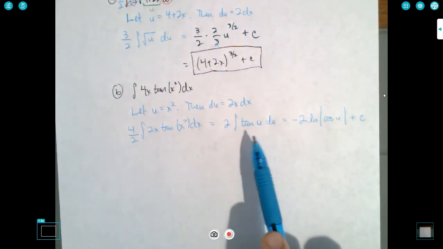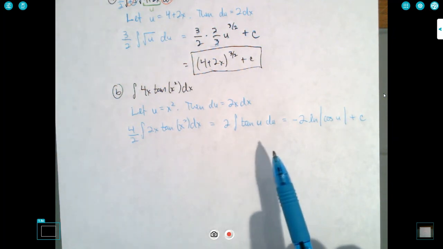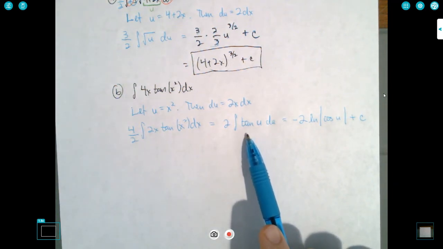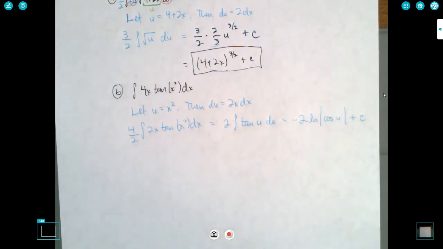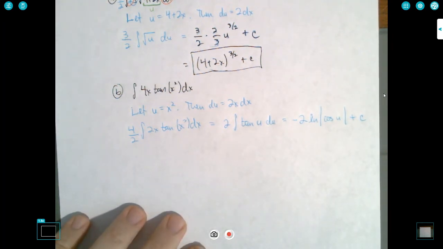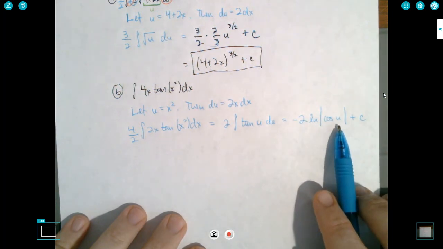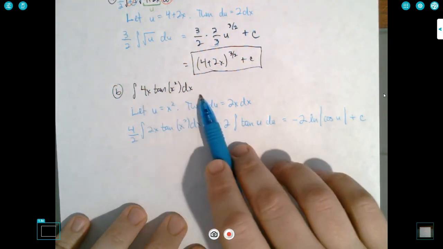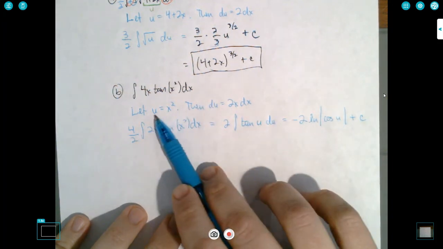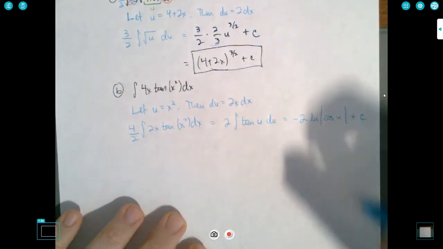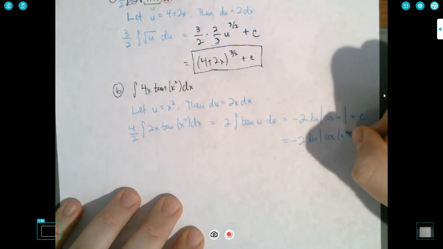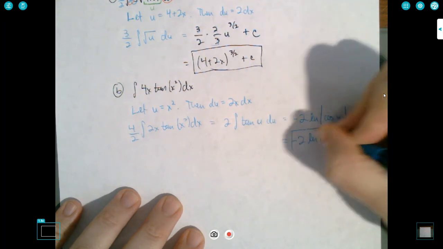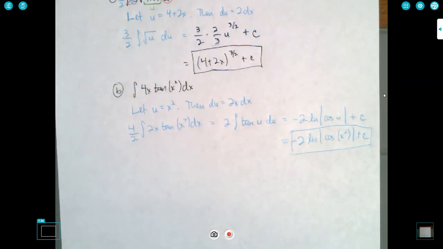The reason for that, by the way, is because you could do another u substitution, although you'd have to call it a w substitution this time. Just say tangent u is sine over cosine, and then let w be cosine u, and then you end up with this thing. Of course, we want to describe this in terms of x, since the original problem was stated in terms of x. So we're just going to back substitute and put in x squared. So this is negative 2 ln of cosine of x squared. And that's that one. Okay?